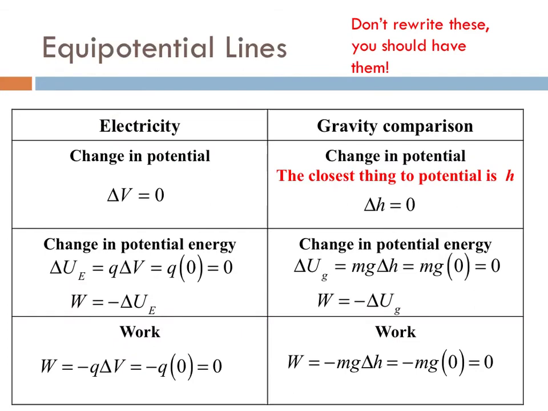Now, I don't want you to write these down, but I do want you to follow along. So, in electricity, we have change in potential. When we move along equipotential lines, or lines of equal potential, then our potential difference is zero. If our potential difference is zero, then so is our change in potential energy. We have no change in potential energy. And if we had no change in potential energy, then we also had no work done.